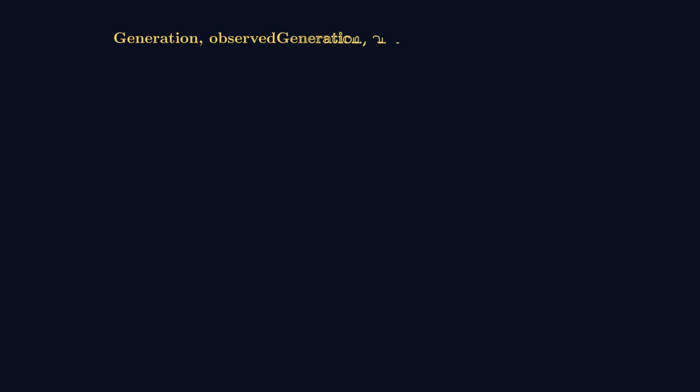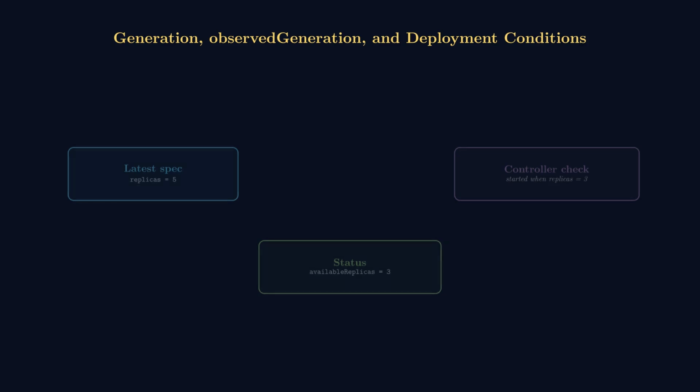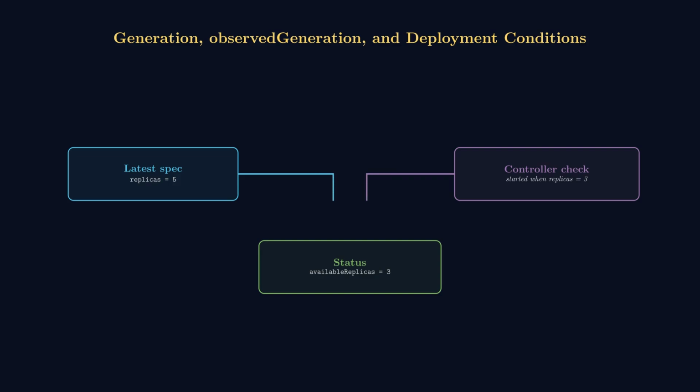Episode 13 solved one problem. Different writers can safely change different parts of the same Kubernetes object, but it ended with a timing question. Here in this case, the user has already scaled the checkout app deployment from 3 replicas to 5, while the deployment controller is still finishing work that began when the desired count was 3. If status is updated now, how can we tell whether it describes the latest desired state or the older one?